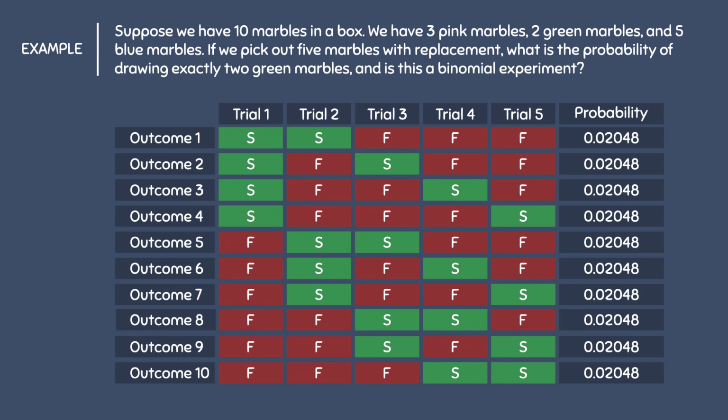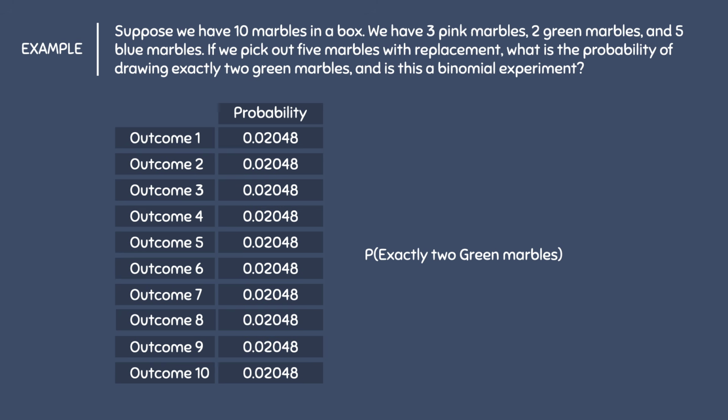Notice how each of these 10 outcomes has the same probability. The reason for this is because each outcome has 2 successes and 3 failures, so it makes sense that they all have the same probabilities. Now to calculate the probability of drawing exactly 2 green marbles, all we have to do is add up all these probabilities together, and when we do, we get an answer of 0.2048.